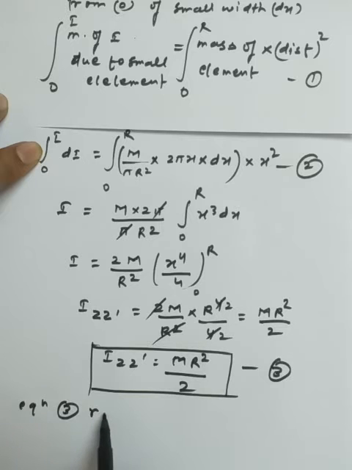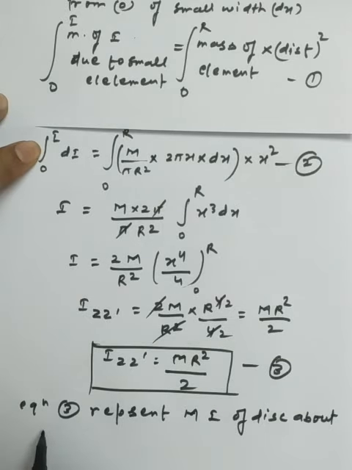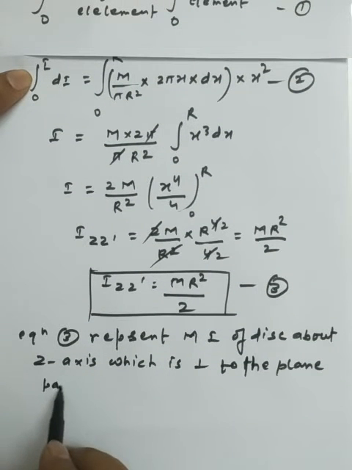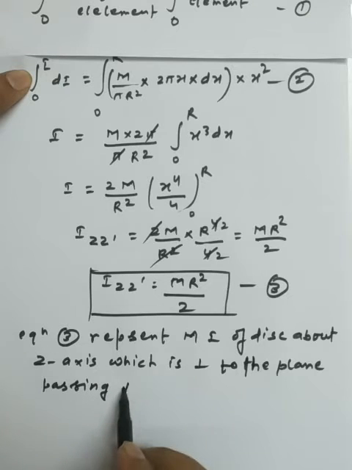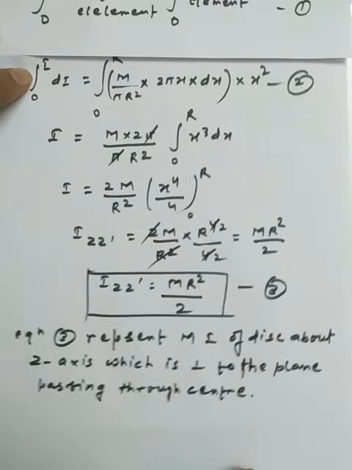Equation 3 represents the moment of inertia of a disk about the z axis, which is perpendicular to the plane, passing through the center. So this is the first portion we have completed.